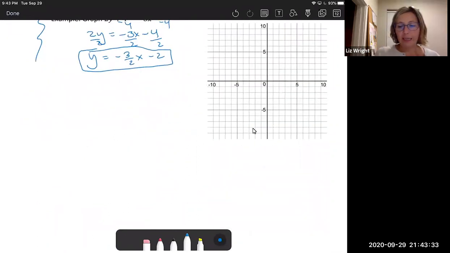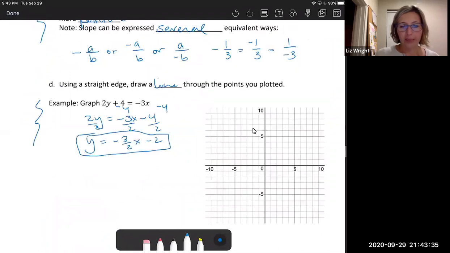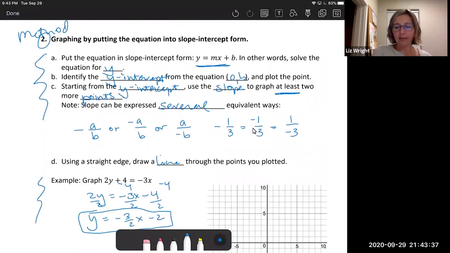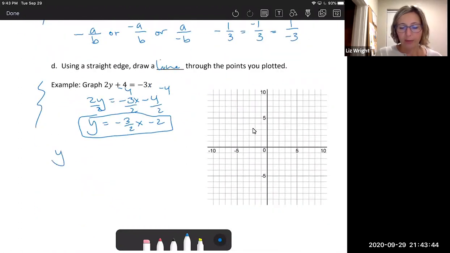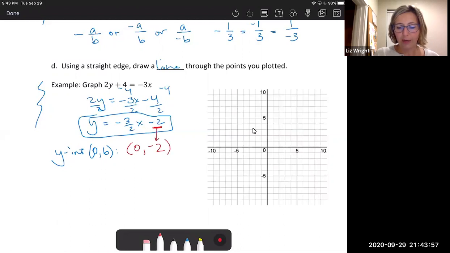So the next thing it says for our step B is identify the y-intercept from the equation. And so it's going to be 0, b. My y-intercept is going to be in the form 0, b. Recall that this is our y-intercept, right? So it's going to be 0 100% of the time. And my b is going to be negative 2. So I'm pulling that down, that's going to go in this spot. The 0 is always going to be there no matter what. And now we're supposed to graph that point, 0, negative 2.